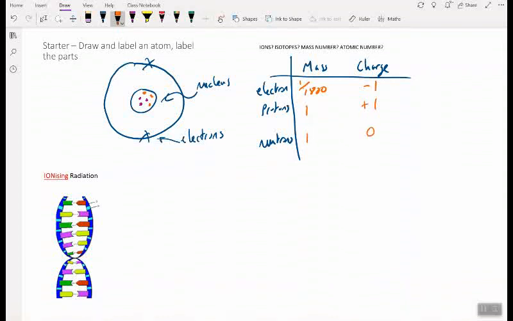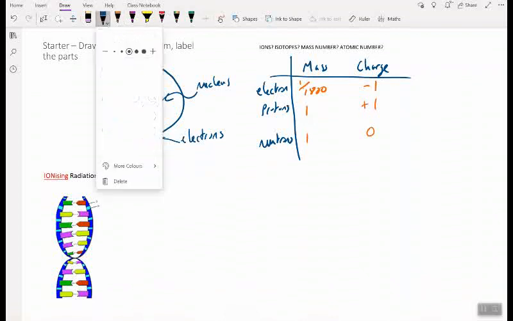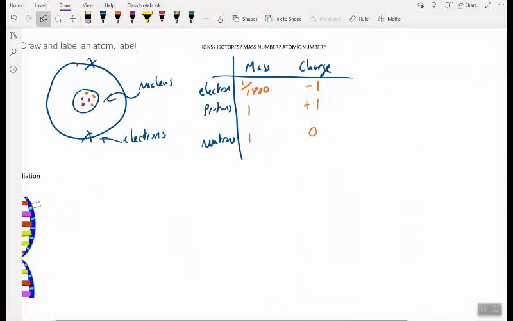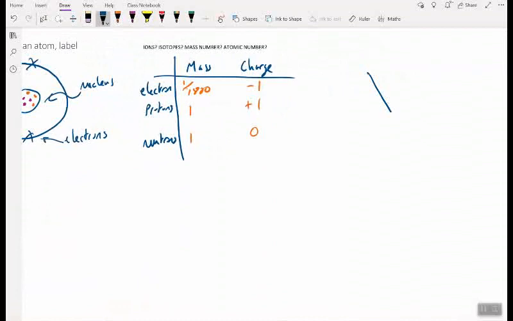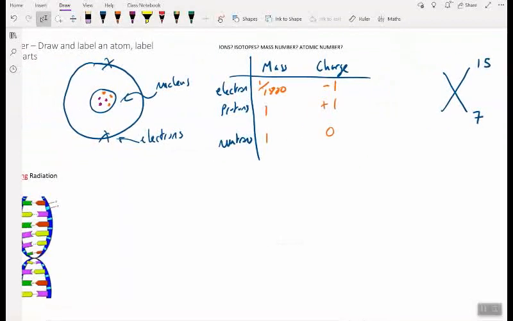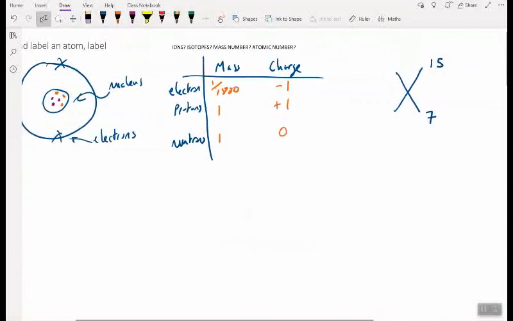So let's quickly link that to our mass number and our atomic number. Let's make up a random element X, and let's say there was a number 7 here. This isn't real, there'd be a different element if it was 7. And let's say that the number up here was 15. So the atomic number is the smaller number, and it tells us how many protons there are and how many electrons there are in an atom, because atoms have the same number of electrons and protons.